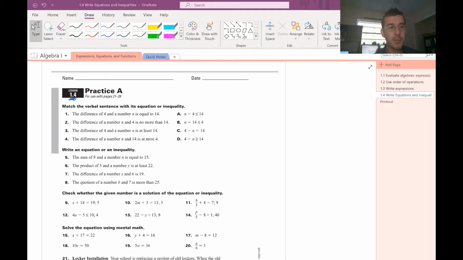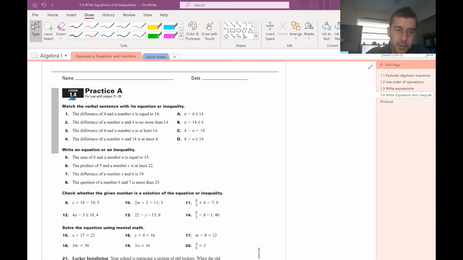We are solving problems from the Larson textbook, chapter 1, expressions, equations, and functions. We are doing section 1.4 and we are doing practice A today. So problems 1 through 4 match the verbal sentence with its equation or inequality. Let's start with number 1.